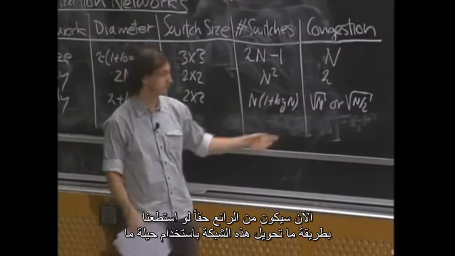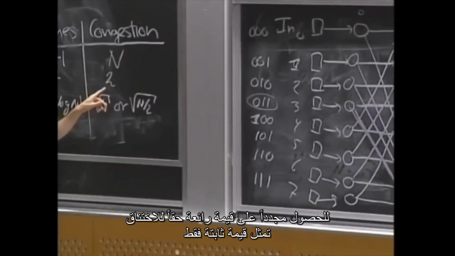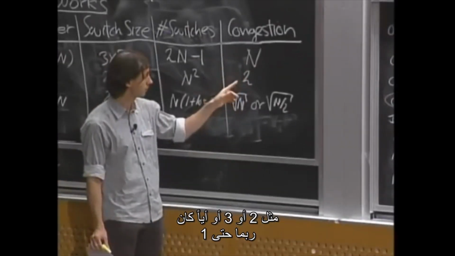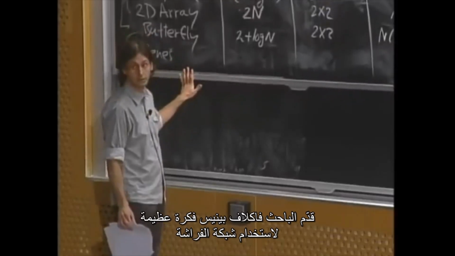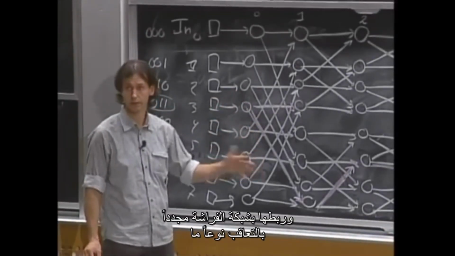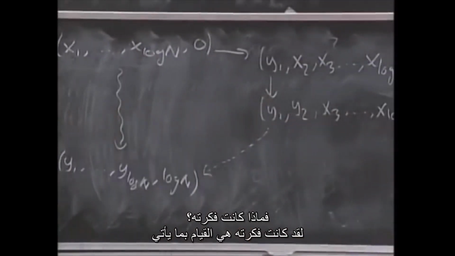Now, it would be really fantastic if we can somehow transform this network with a trick to, again, have a really great congestion of just a constant, like 2 or 3 or whatever, or maybe even 1. So for this particular network, in the 1960s, a Bell Labs researcher had the great idea to use a butterfly network and attach to it, again, a butterfly network, back to back, sort of. So what was his idea? His idea was to do the following.